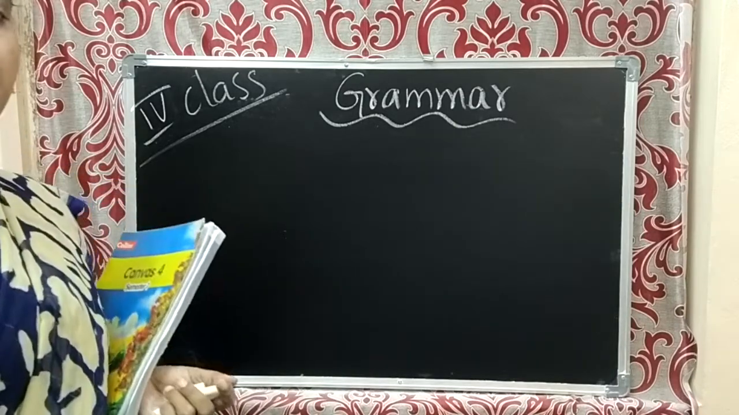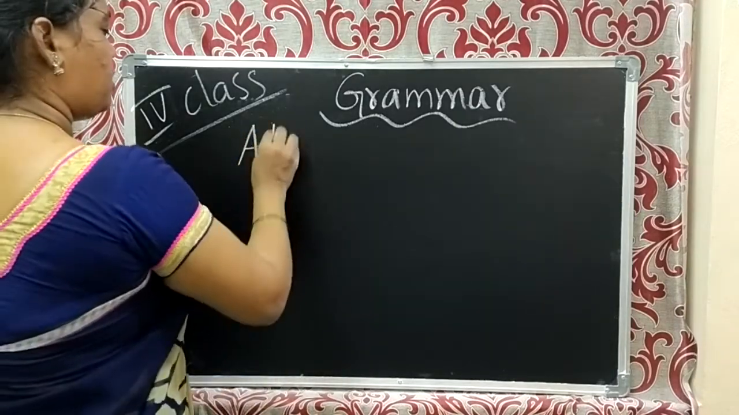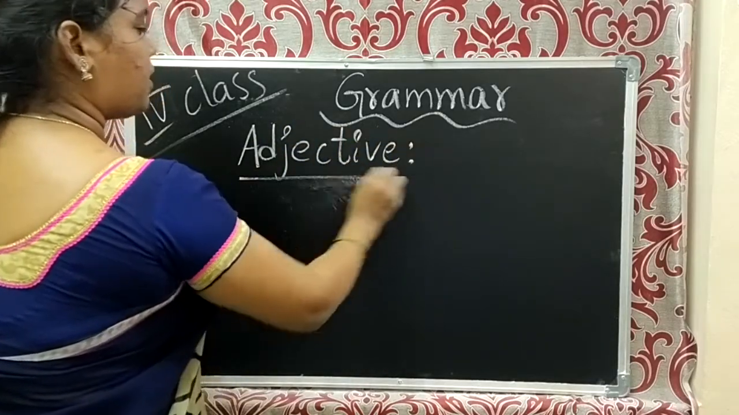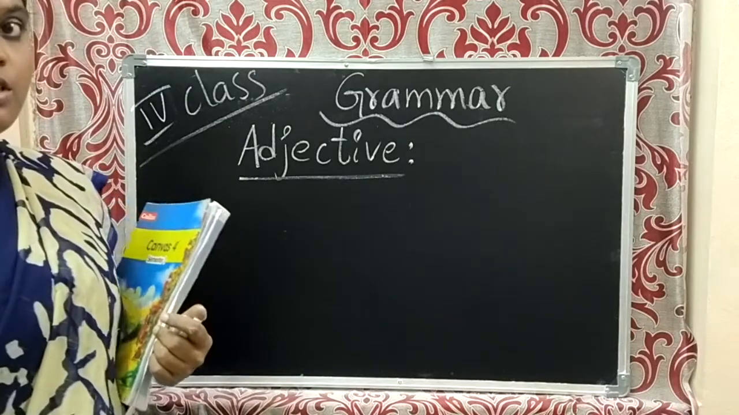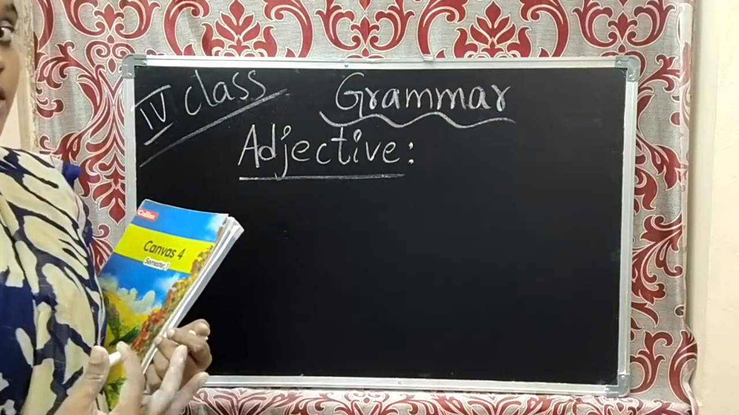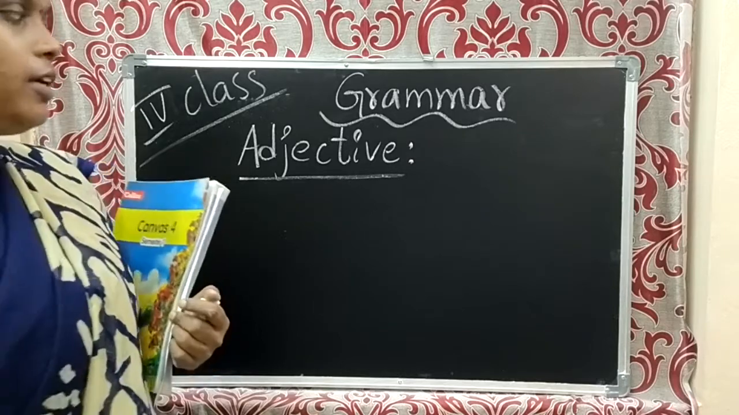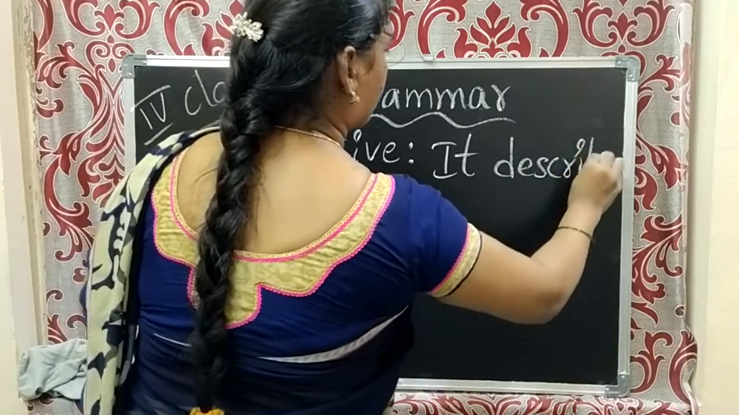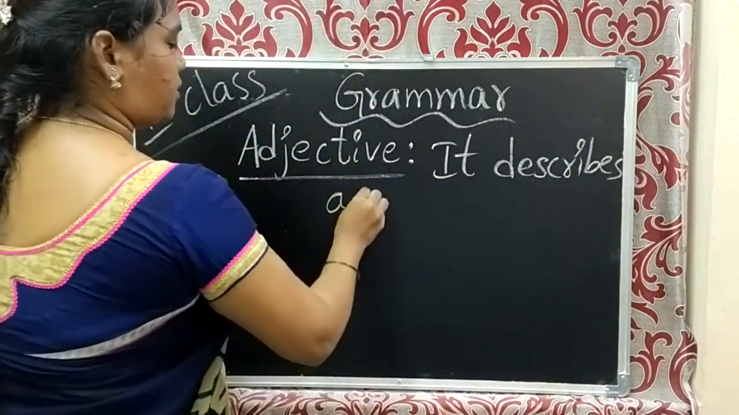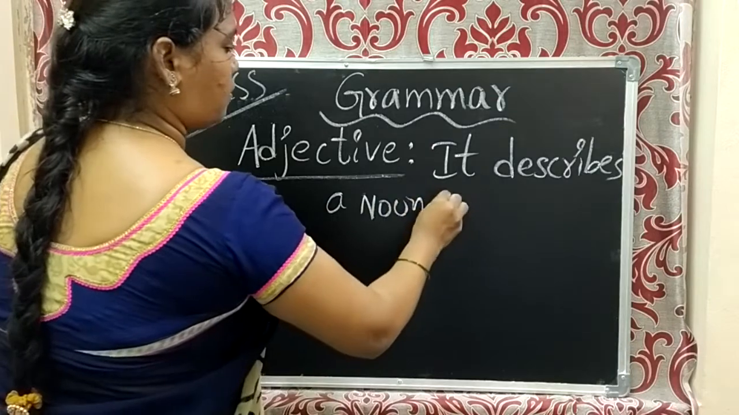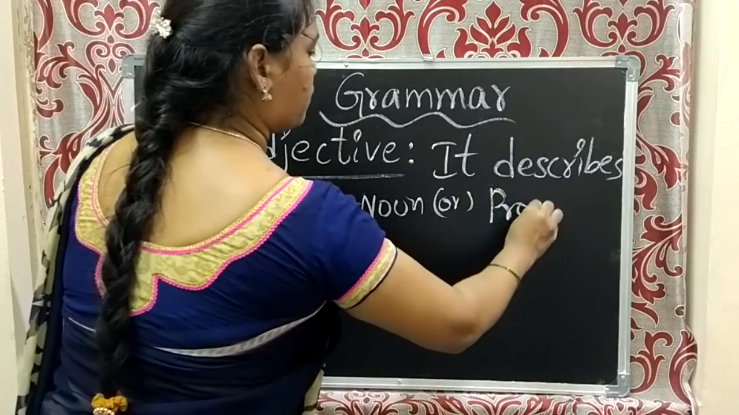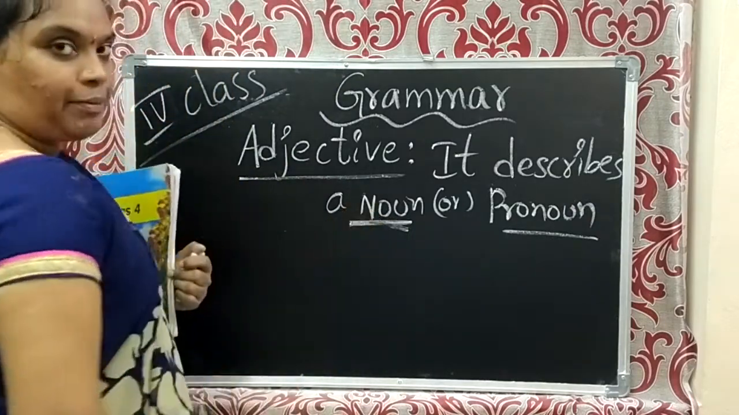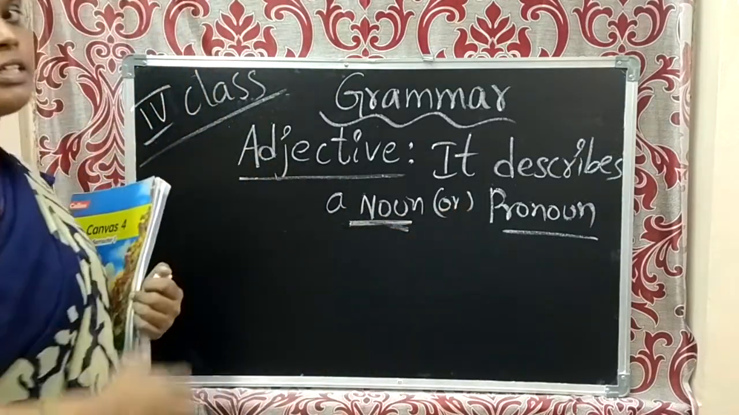Do you know what is meant by adjective? An adjective is a word to describe a noun or pronoun. So it describes a noun or pronoun. For your understanding, I wrote here capital: a noun or pronoun in that particular sentence.